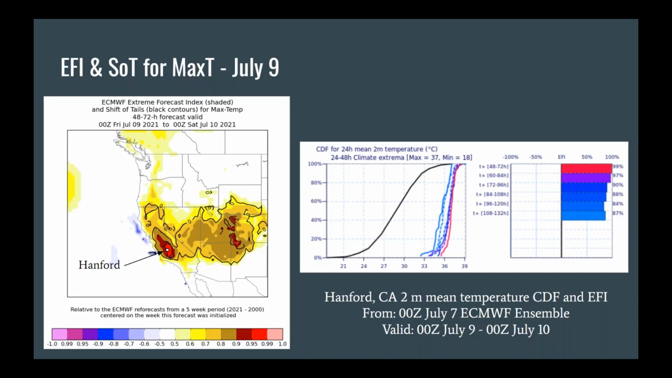One other item I did want to throw in, while I'm looking generally at Hanford here, with respect to the Central Region, Grand Junction's area, you can see there's also a delineation of some high EFI values and an SOT of 1. And I did have to look at that, and it looks like there's several members forecasting temperatures above 100 degrees from this cycle.